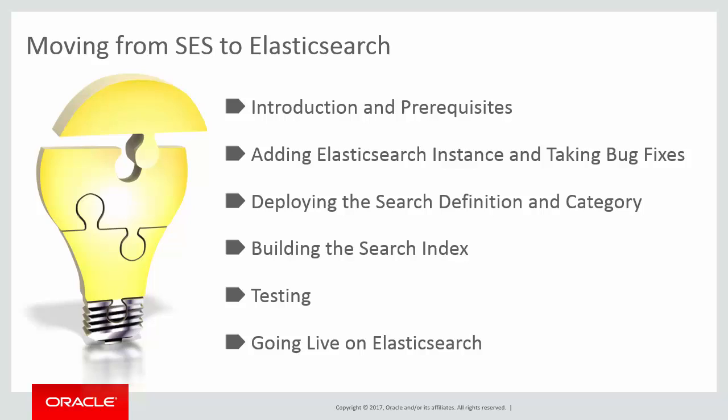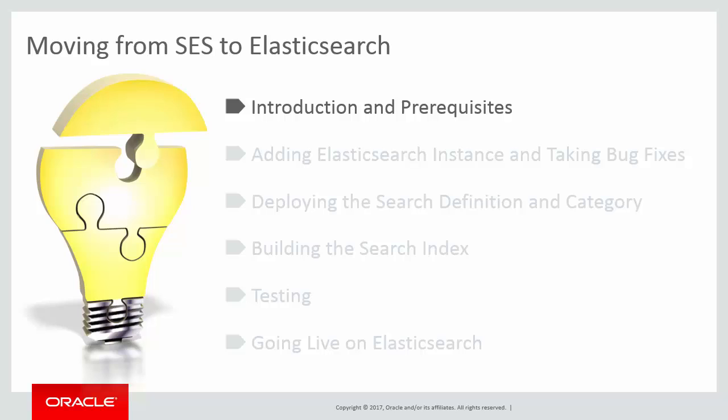The topics we'll cover in this portion of the Elasticsearch training include an introduction to the process of moving to Elasticsearch and prerequisites, adding an Elasticsearch instance and taking bug fixes, deploying the search definition and search category, building the search index, testing, and going live on Elasticsearch. We'll begin with an introduction to moving from SES to Elasticsearch and the prerequisites that you'll need to consider.